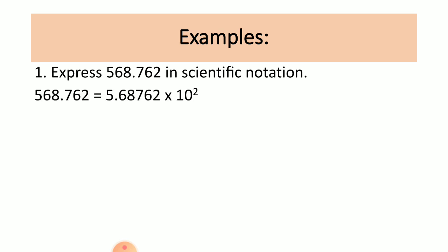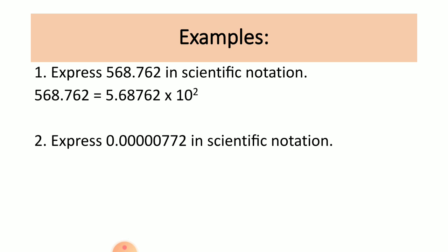So that will now be 5.68762 times 10 raised to 2. So our exponent is 2 because we moved the decimal point 2 units to the left. Another example, express 0.0000772 in scientific notation. So that is not yet in scientific notation because the digit on the left side of the decimal point is a zero.